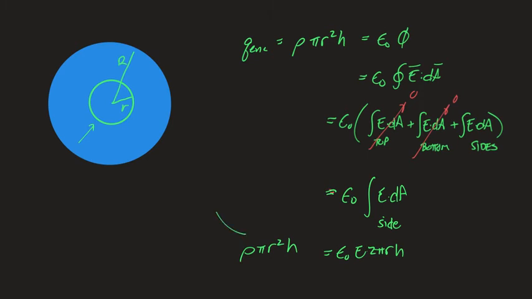Now, solving this for E, cancel out one of the R's, cancel out the H, cancel out the pi. And we get this kind of, I don't know, I think it's kind of weird. We get 1 over 2 epsilon times rho times R. This is only good when R is less than capital R.